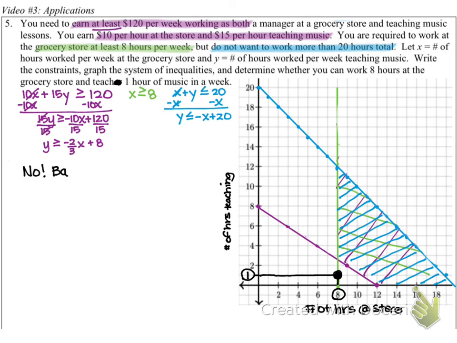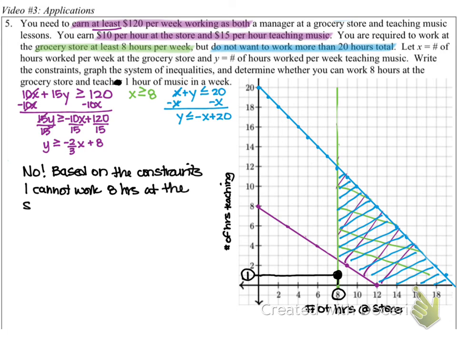Based on the constraints, I cannot work 8 hours at the store and 1 hour teaching music, because it doesn't satisfy all of the constraints or all of the inequalities. Remember, the only thing that satisfies all the constraints or all the inequalities is within the shaded region where all 3 of the shades came together.